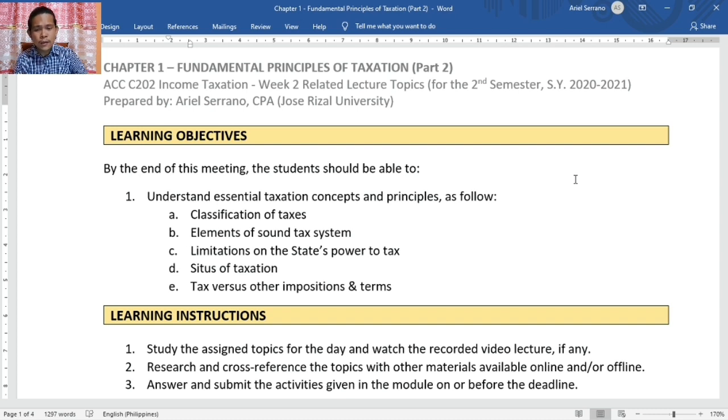And for this session, pag-uusapan natin kung ano-ano ba yung mga classification of taxes, ano yung elements of a sound tax system, ano ba ang limitation ng Estado with regards doon sa kanyang power to tax. Meron kasi tayong tinatawag na mga inherent limitations at yung constitutional limitation. So pag-uusapan natin yan ngayon. And of course, we will also be dealing with Situs of Taxation. At saka, in terms of other impositions or yung mga terminologies, papaano natin ito kino-compare sa term na tax. So, yun yung ating pag-uusapan sa ngayon.